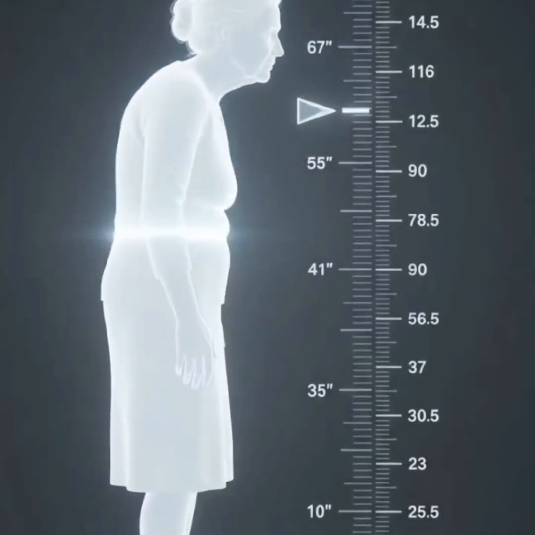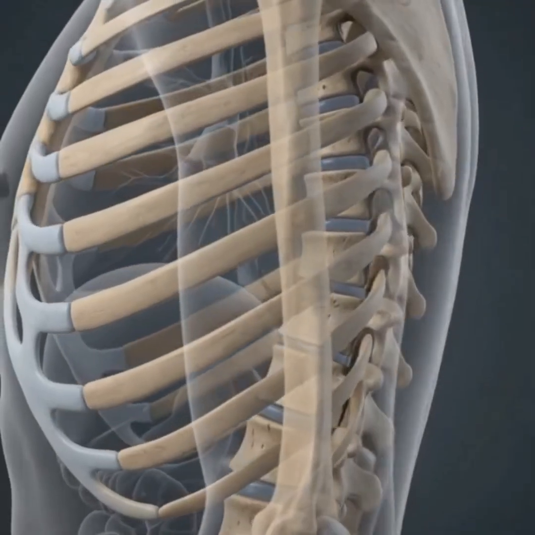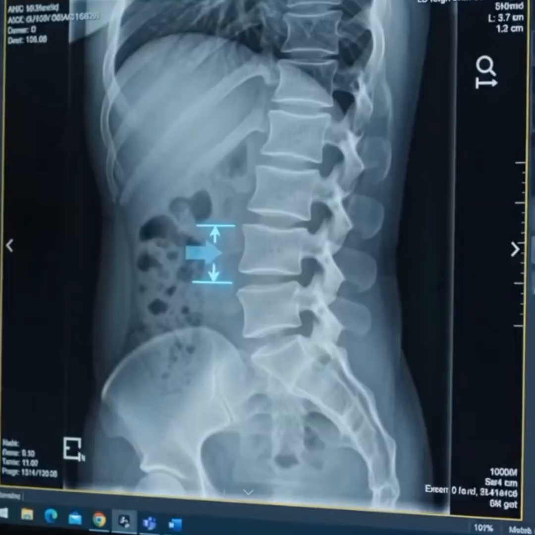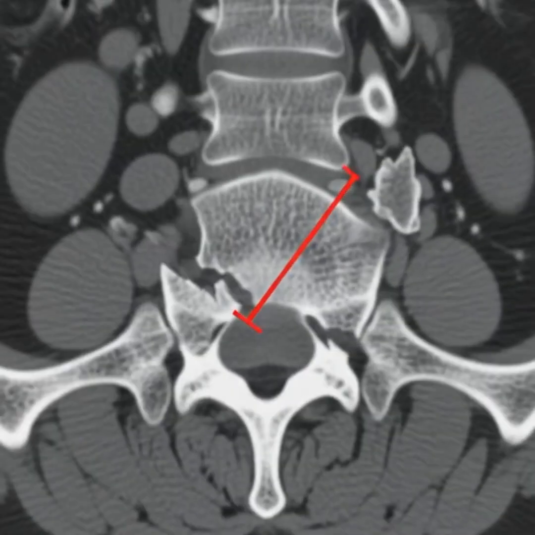Multiple compression fractures can cause a progressive loss of height. This deformity can lead to decreased pulmonary function. Retropulsed fragments compress the spinal cord. Imaging confirms the fracture. MRI is best for acute fractures. CT checks fragments in the canal.